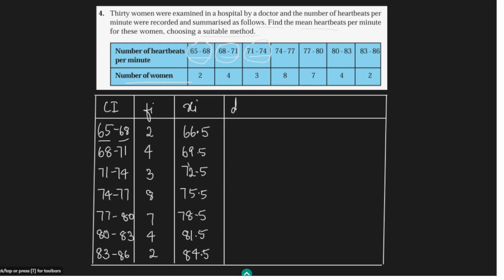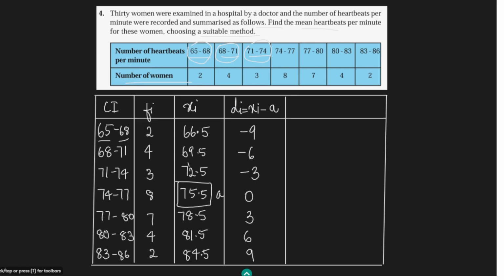Next comes the di, that is xi minus a. Now in this column we will subtract a from each of these xi. What is a? A can be taken as this value, which is in between of these values. So 66.5 minus 75.5 will give us negative 9. Then it is negative 6, negative 3, 0, 3, 6, and 9.